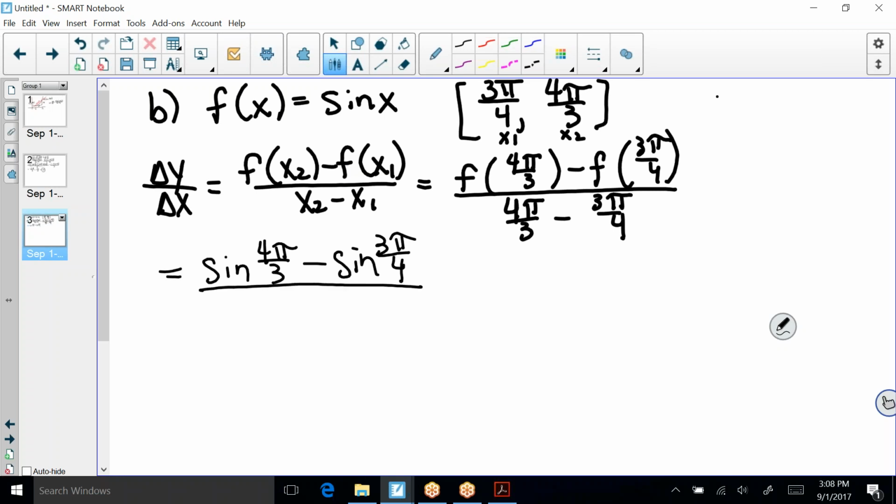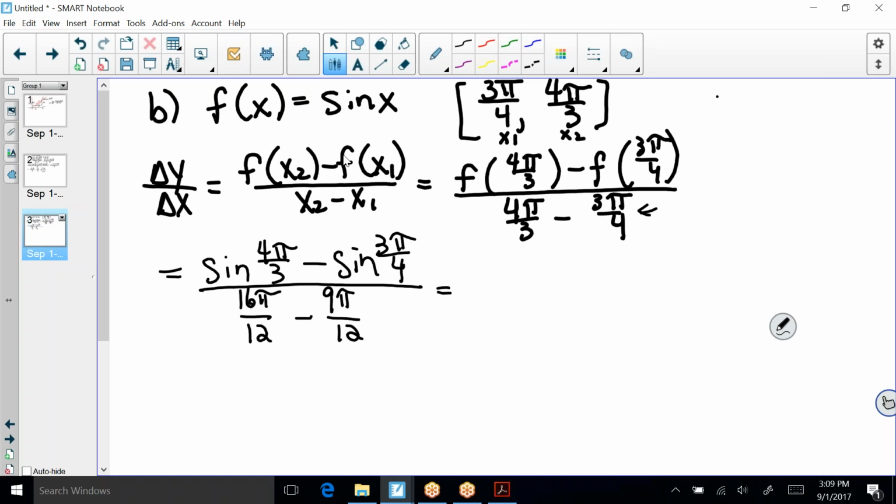And then we're going to divide that by the difference, 4 pi over 3 minus 3 pi over 4. So we need a common denominator in order to do that. So the denominator is going to be 12 for each one of those. To get a 12 in that first denominator, we have to multiply the top and the bottom by 4. So the first one is going to be 16 pi over 12. And then for the second one, to get a 12 in the denominator, we have to multiply the top and the bottom by a 3. So this one becomes 9 pi over 12.